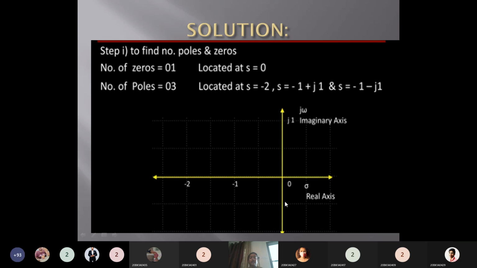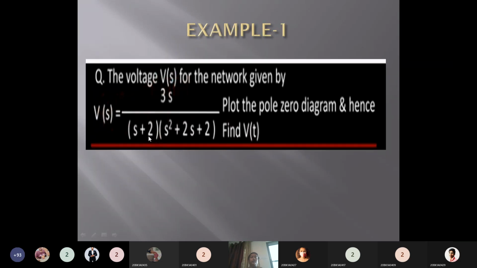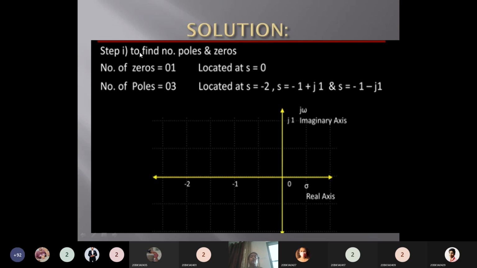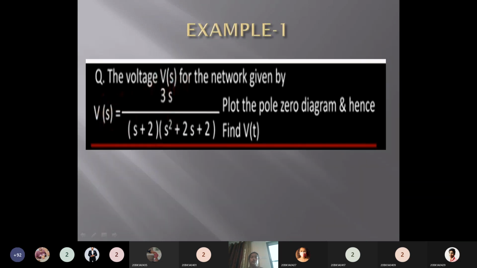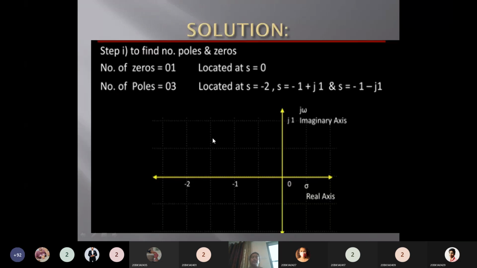The number of poles: how many poles are there in the denominator? Here one pole from one s, and here s square, that means for this quadratic equation 2 roots are there. So in total 2 plus 1, that is 3 poles are there. What are the locations of the poles? Poles are located at s equals minus 2. First you have to identify the roots of this quadratic equation. After getting the roots, we have s equals minus 1 plus j1, minus 1 minus j1. These are the roots of the quadratic equation and these are the locations of the poles on the S domain.